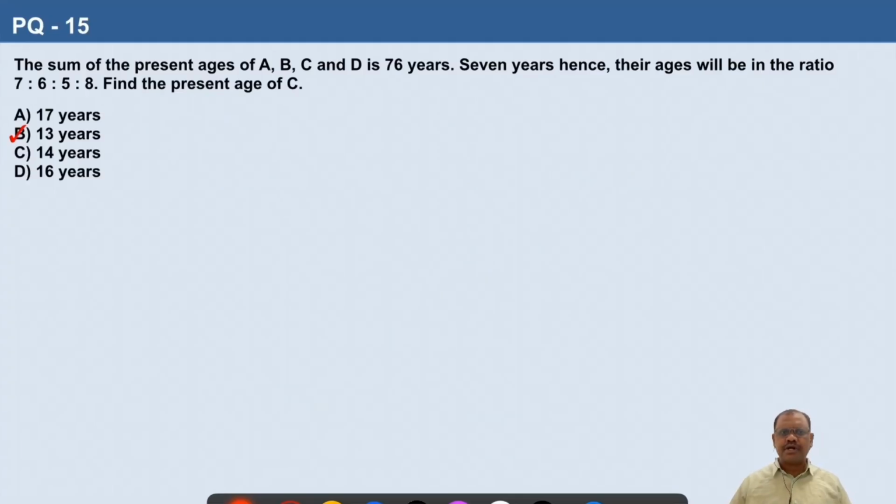So these are some problems based on the concept of ages. We'll solve some more problems in the next session. So we'll meet in the next session.